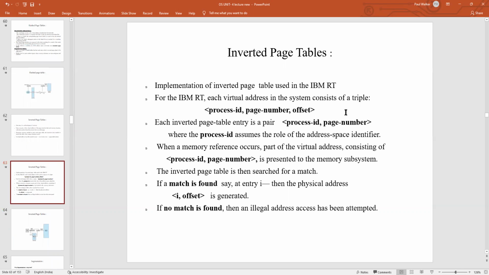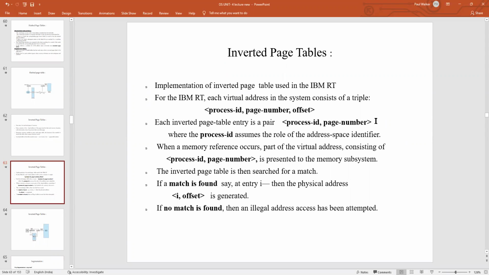For this inverted page table, each entry will have a virtual address. This will have a triple format: process ID, after that page number, after that offset value. Each inverted page table entry has two types of pair. One is definitely the process ID. Process ID is nothing but whether the particular address identifier contains the virtual address or not. Page number is nothing but whether the corresponding page of a table has been matched or not.